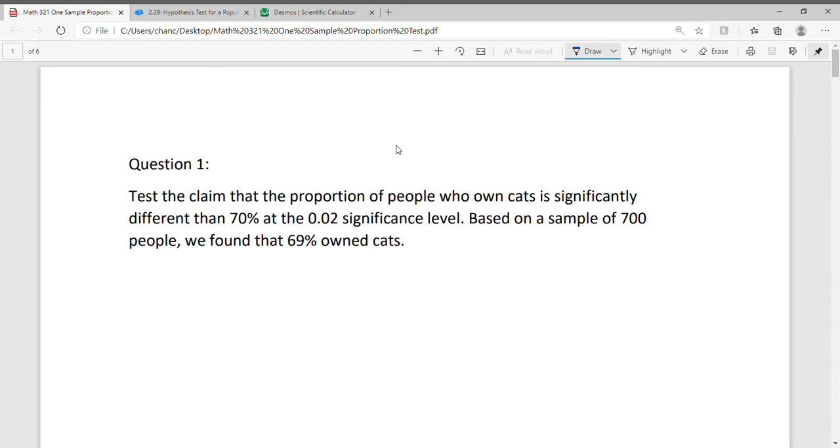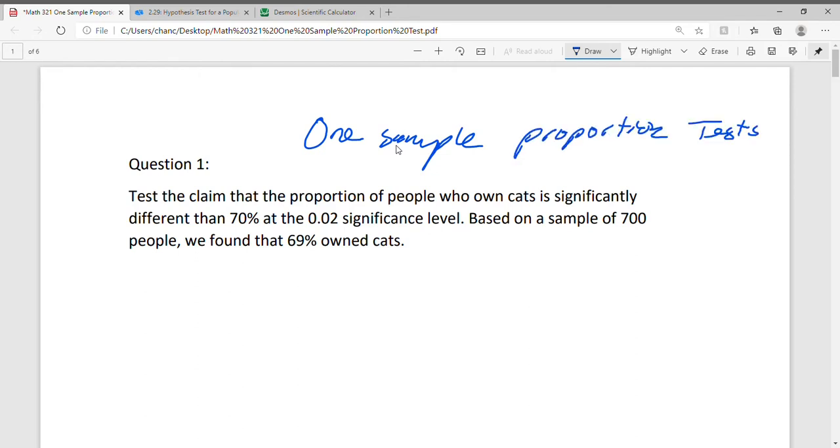In today's lecture, let's review one sample proportion tests. Question 1, let's test the claim that the proportion of people who own cats is significantly different than 70% at the 0.02 significance level. Based on a sample of 700 people, we found that 69% own cats.